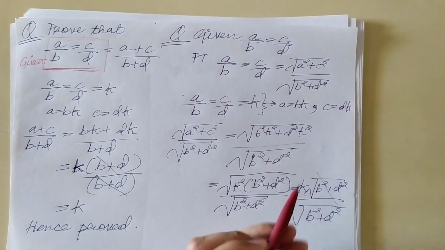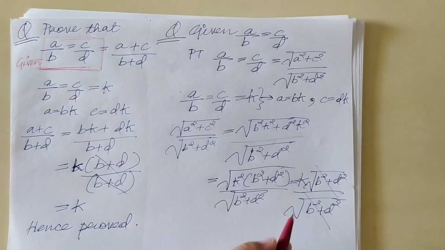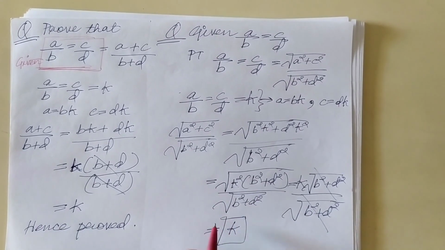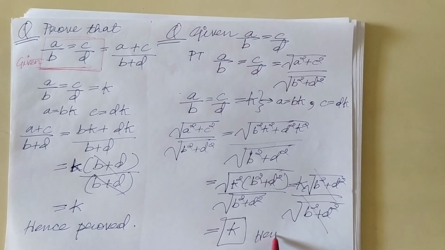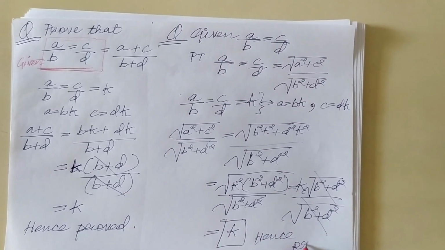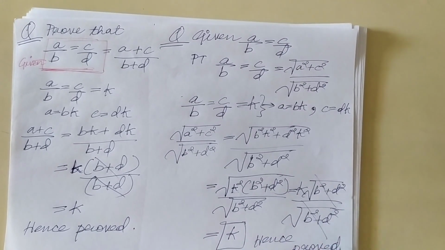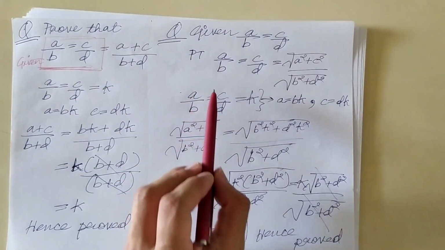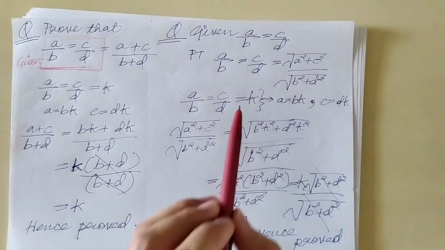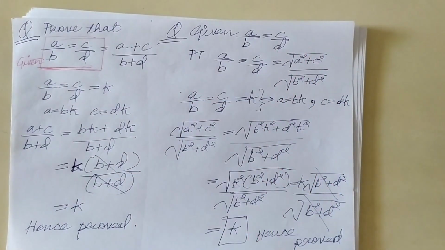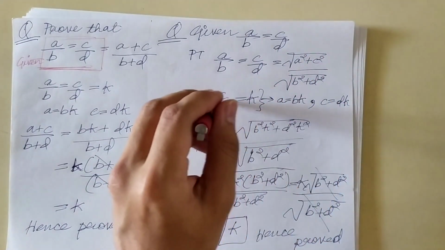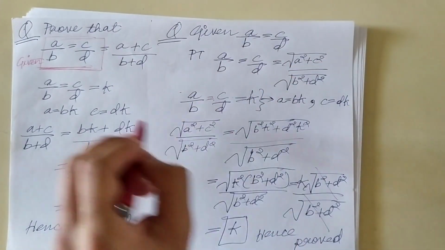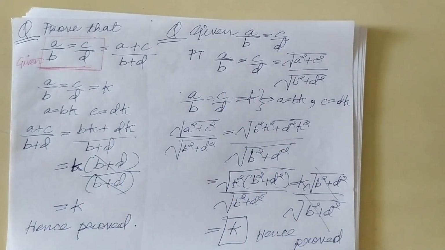So the numerator can cancel out by the denominator, and that comes out to be k. Hence we have proved. So we assume that a by b is equal to c by d was given, and we assume it to be k, and this expression came out to be k by using the findings from this. So hence we have proved.